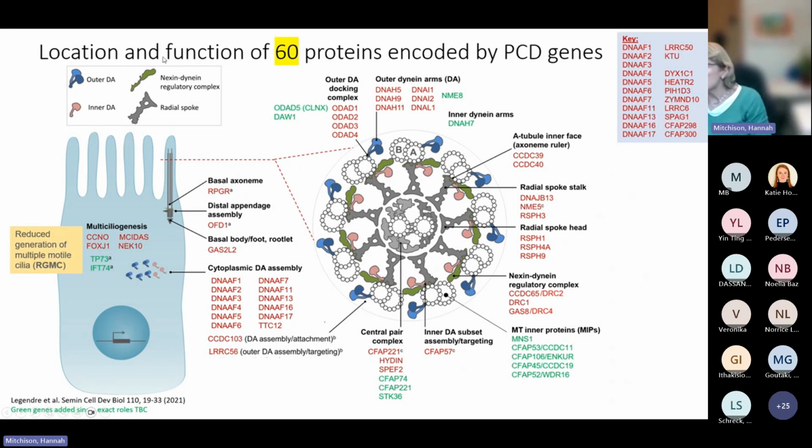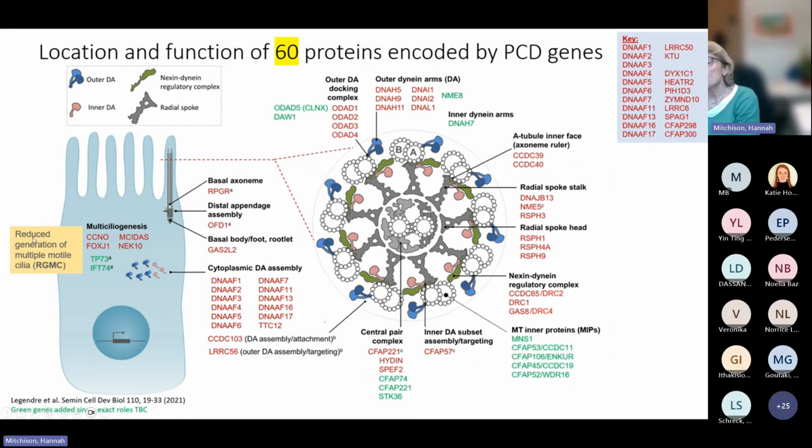So I just want to say that we now have a really complicated story of 60 and counting PCD genes. Some of them we are more familiar with and some of them are not. There's a whole bunch of factors that assemble the dynein arm in the cilia in the cell body of the multiciliated cells, and these are the DNAFs. We have these multiciliogenesis genes, and I'll mention their function a bit more in a minute.